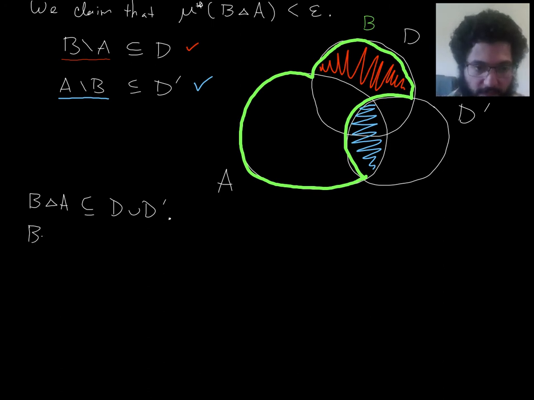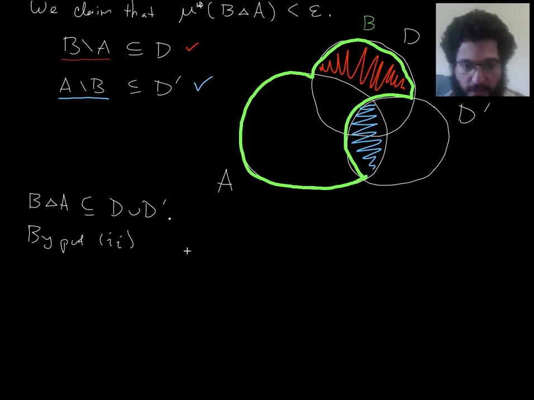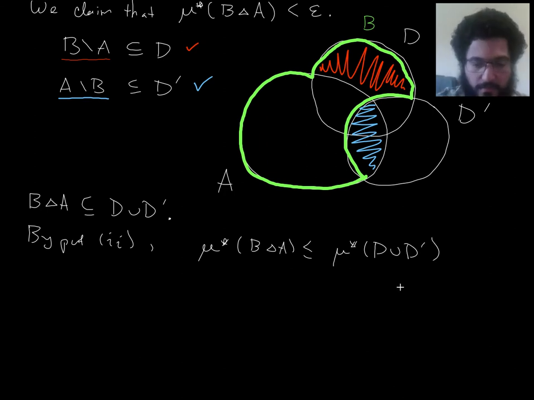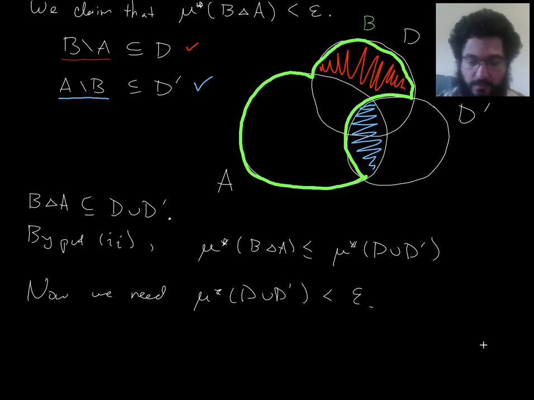So we do have, by part 2 of what we're currently working on, the monotonicity of mu star, mu star of B delta A is less than or equal to mu star of D union D prime. But how do we work with this now? So now we need mu star of D union D prime less than epsilon, and then we will be done. What we know about is mu star of D and mu star of D prime individually.